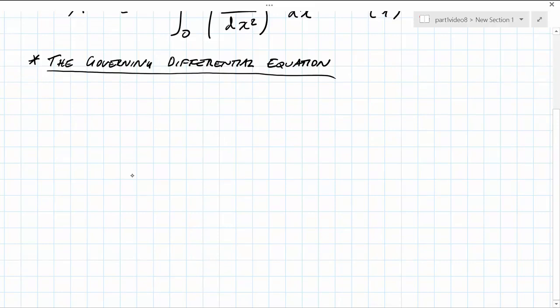The governing differential equation for a beam is given by the following fourth order differential equation: d⁴v by dx⁴ is equal to W(x), where W(x) is a distributed load term.